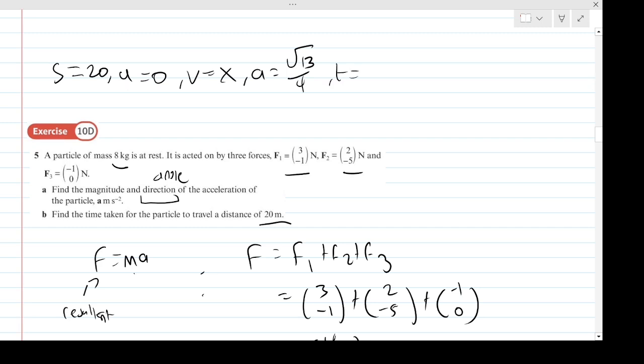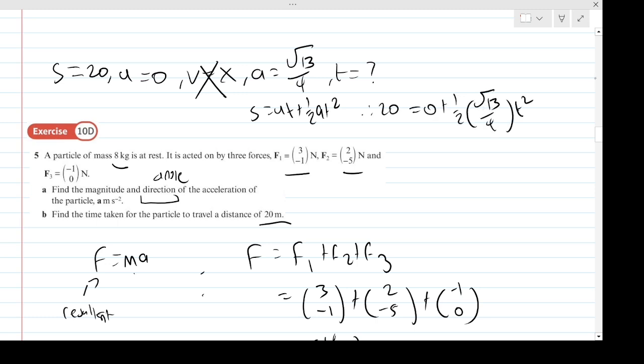Right, then t, well, that's what we want to work out, the time taken. Now, if you look at the formula book, you see that the equation that does not involve v is s = ut + a half at squared. So therefore, s is 20, which is going to be 0 plus a half lots of root 13 over 4 t squared. So if I simplify this, I'll get 20 is root 13 over 8 t squared. So therefore t squared is going to be 20 divided by root 13 over 8.